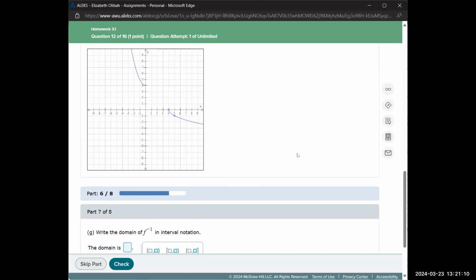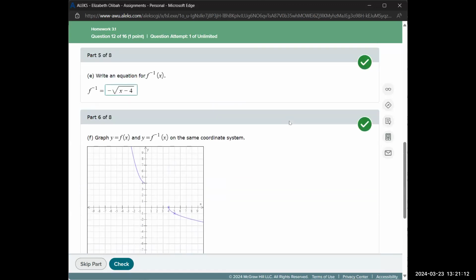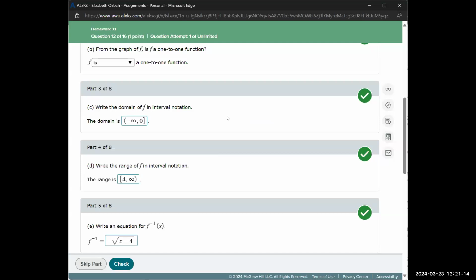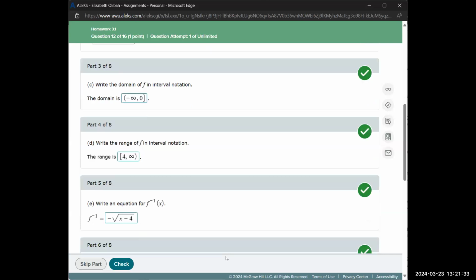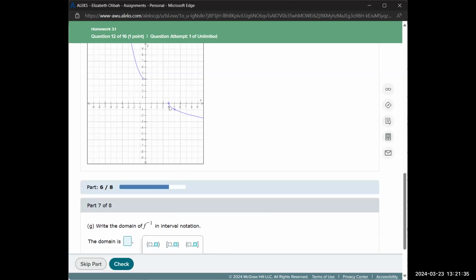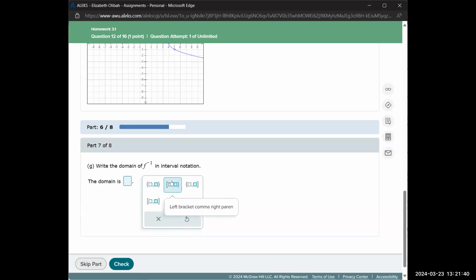And so the domain, I can just look at this picture, but even if I didn't have the picture, I would already know it, because the domains and the ranges also flip with inverses. So whatever my domain was before will be my range for the inverse. Whatever my range was before will be my domain for the inverse. So it should be 4 to infinity. And looking at the picture, you can see that's true. Starting at 4, going to the right forever. So 4 to infinity.